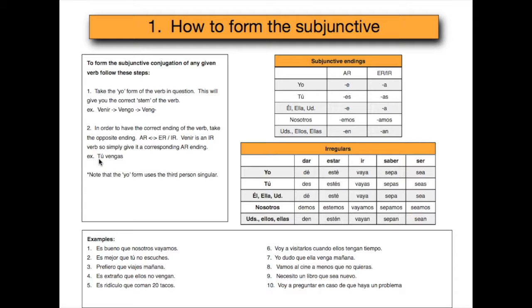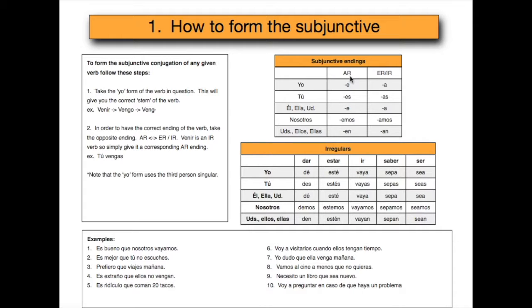Alright, so if I'm going to use tú, and then I've got my stem, veng, the normal ending is the ES. The opposite ending is the AS. Alright, so note that the yo form uses the third person singular. So let's take a look at the subjunctive endings. So we've looked at these steps.